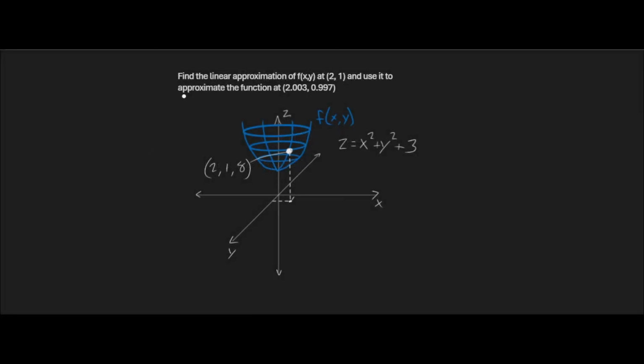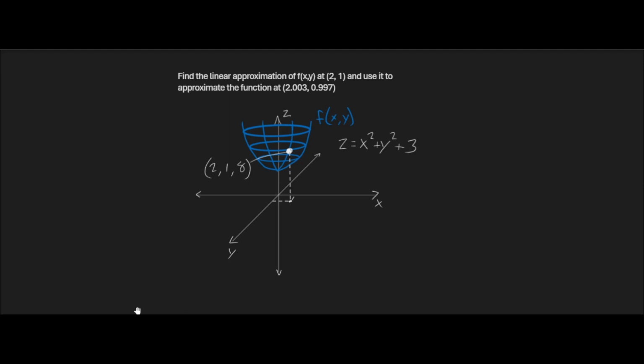So this question asks us to find the linear approximation of f(x, y) at (2, 1) and use it to approximate the function at this point. So f(x, y) is z = x² + y² + 3. And it has this shape here, and we want to find the tangent plane and use that to approximate the value of the function at this point.